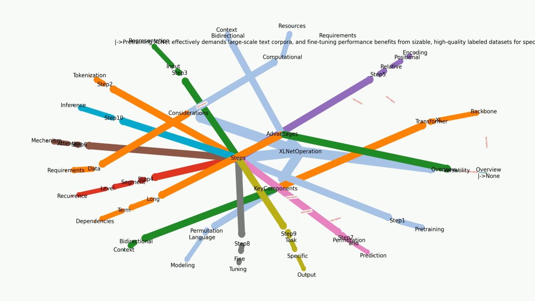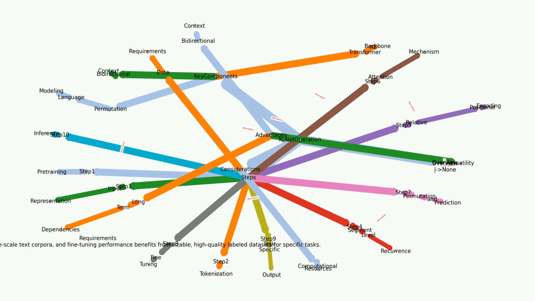Steps. Step 1. Description: Pre-training. XLNet is pre-trained on a large corpus of text using permutation language modeling, which involves predicting tokens in various orders to learn bidirectional dependencies. Step 2. Description: Tokenization. Input text is tokenized into subword units using a suitable tokenizer, e.g., SentencePiece, that handles rare and common words effectively.